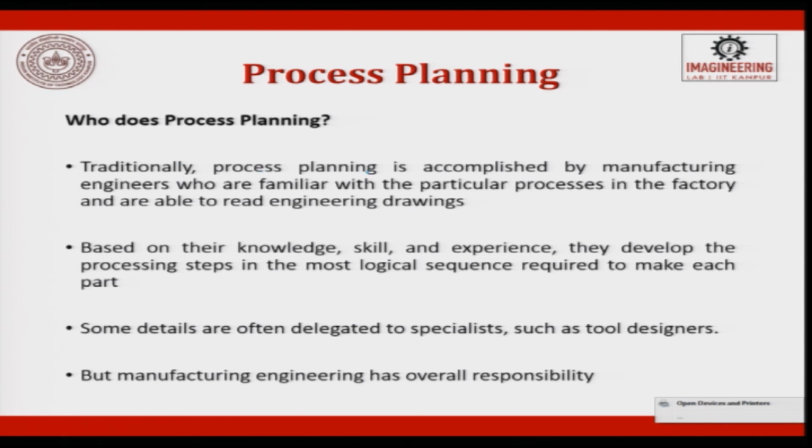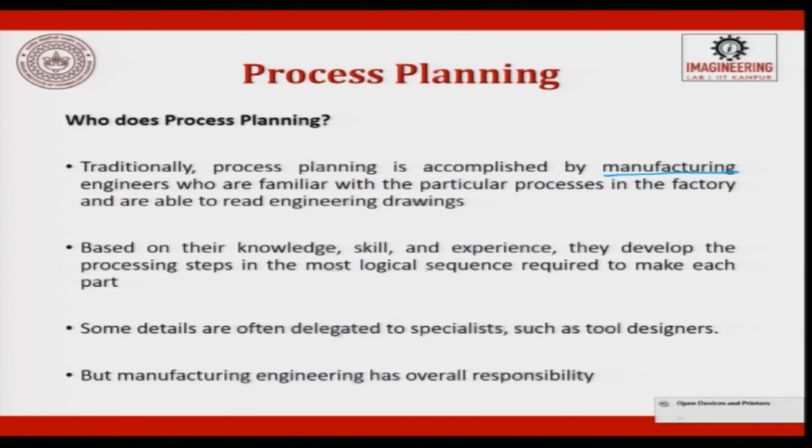Traditionally, process planning is accomplished by a manufacturing engineer, who is familiar with the particular processes in the factory and is able to read the engineering drawing. So, who does it? A person who knows all the processes, who understands the process, and who knows that doing this process, this is the output we are going to get. Only that person can do it. So, who is he? He is a manufacturing engineer.